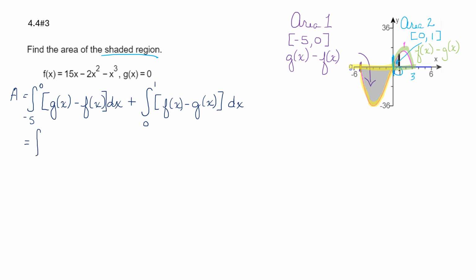And let's actually plug in our g of x and f of x. So g of x is 0. And then subtracting the f of x means we'll be subtracting 15x minus 2x squared minus x to the third. So again, that's our area 1.